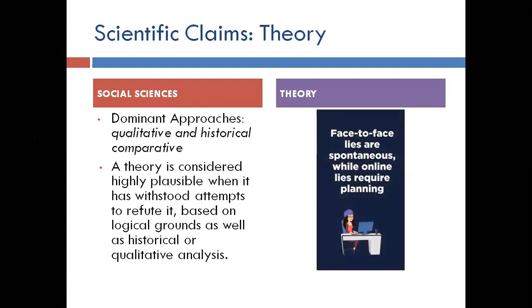A theory here runs like this: face-to-face lies are spontaneous, while online lies require planning. If it is a theory, then it must withstand various attempts to refute it, and it must be based on logical grounds as well as historical and qualitative analysis. Historically, is it true that face-to-face lies are spontaneous and online lies require planning? If this hypothesis can withstand various attempts to refute it, it becomes a theory. But if it can't, it's a casual observation.